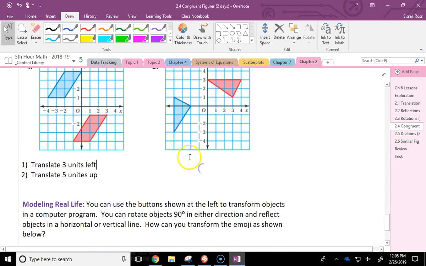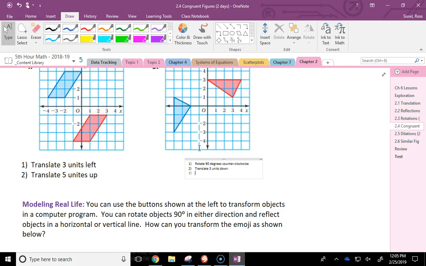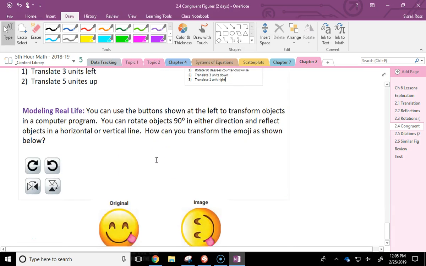Alright, so we did this one. We would have said rotate 90 degrees counterclockwise. Translate. What'd you say? 3 down? 3 down, 1 left. Alright. Let's go to the next one.